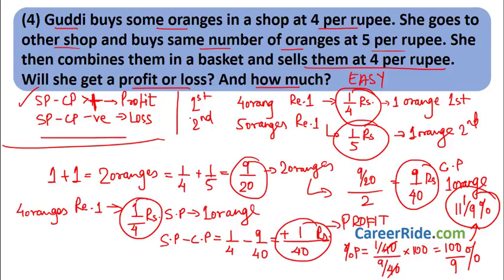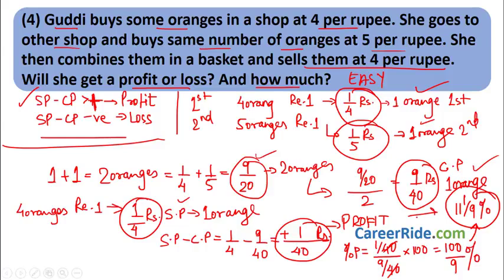Then let us assume that she buys 4 oranges at rupee 1. So we found the one orange price in first shop and second shop. When she combines the 2 oranges, one orange from here, one orange from here, she gets 9 by 20. That is the price for 2 oranges. Then we found the price for one orange. That becomes cost price. Then we found the selling price of one orange. That is the selling price. We subtracted and found that it is profit of rupees 1 by 40. And then we converted into percentage.